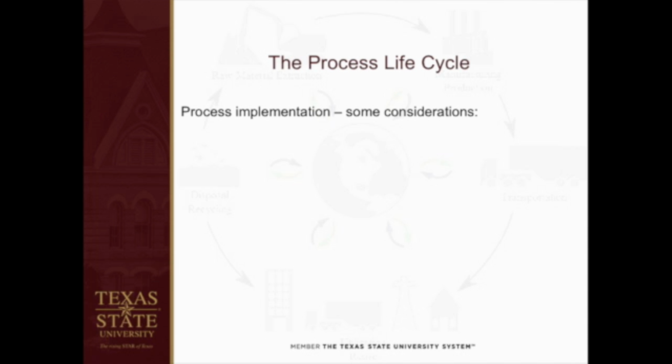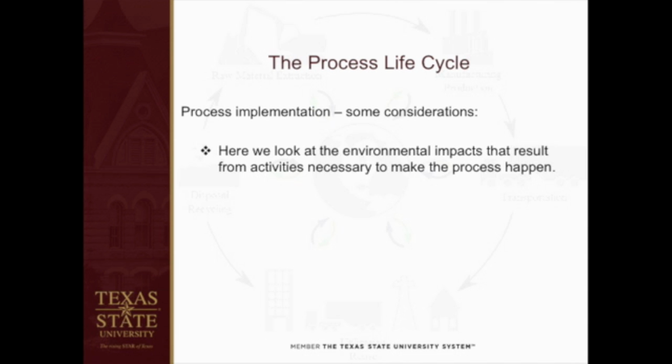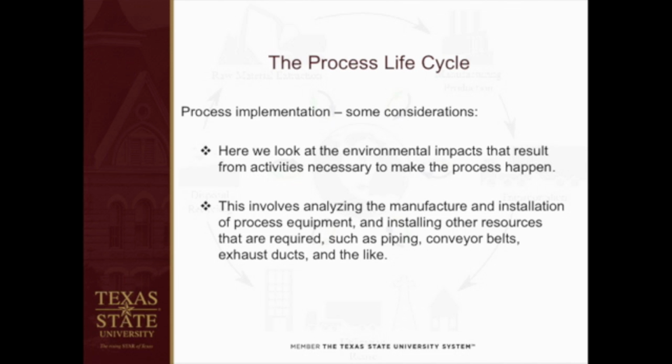Process implementation, what does that mean? Well, in this stage, we're looking at environmental impacts that result from doing all the things we need to do to make the process happen. So what are some of these things? Well, you have to manufacture the equipment. It's an injection molding press. You have to make the machine parts, assemble them, deliver them, and so forth, right?